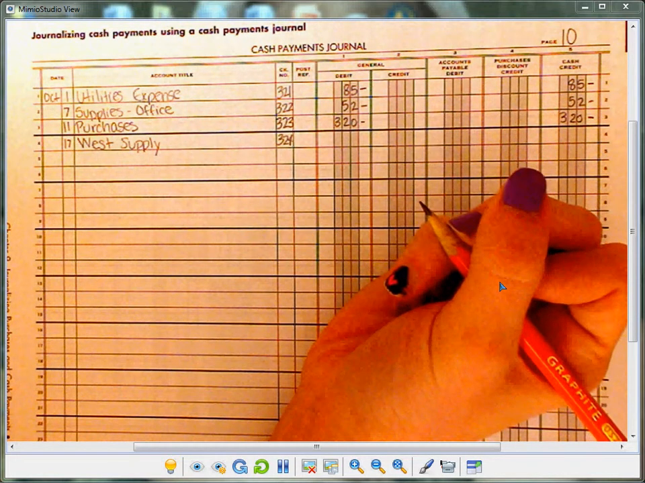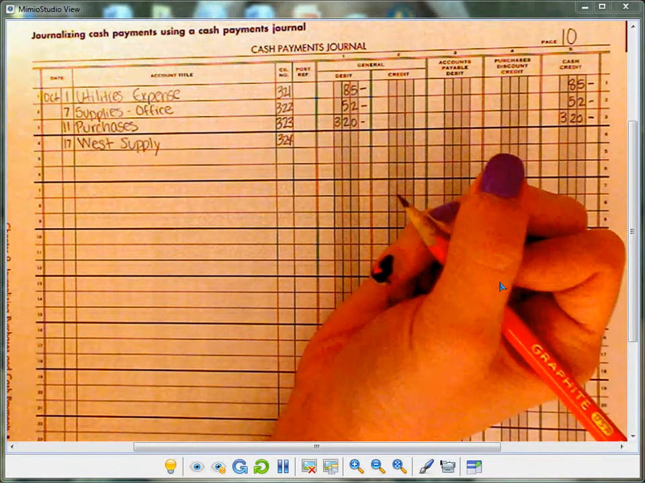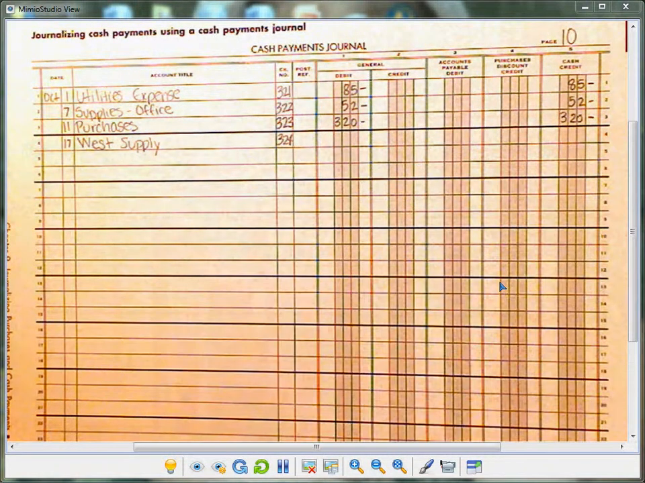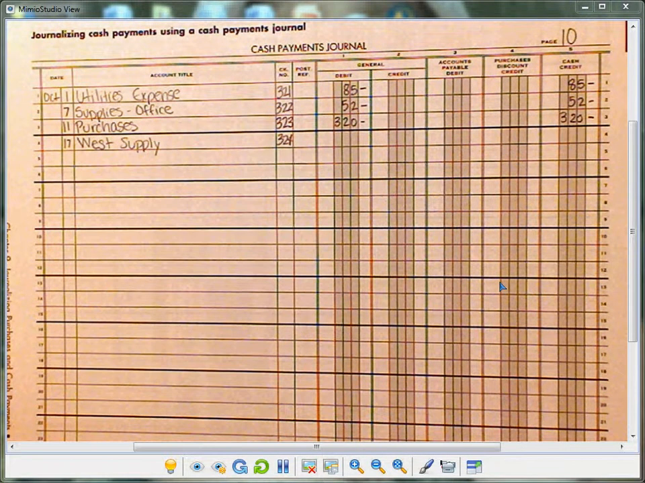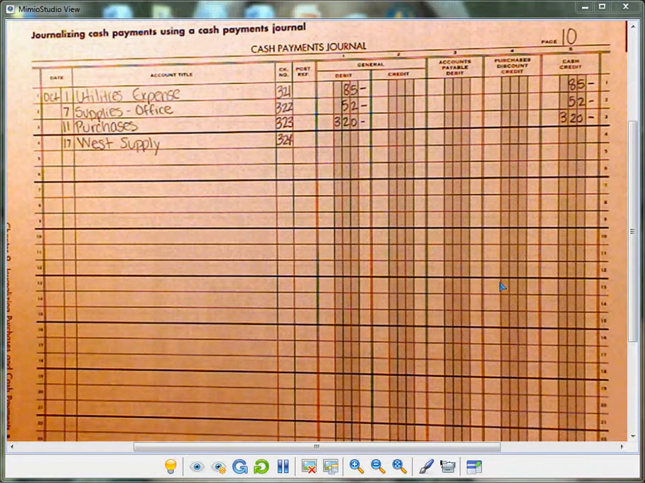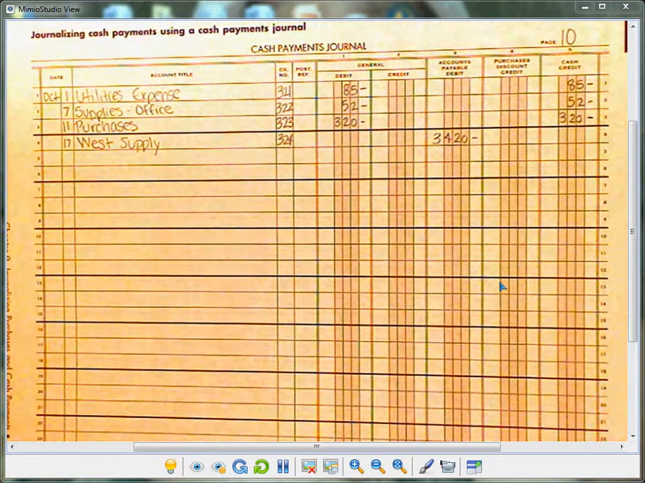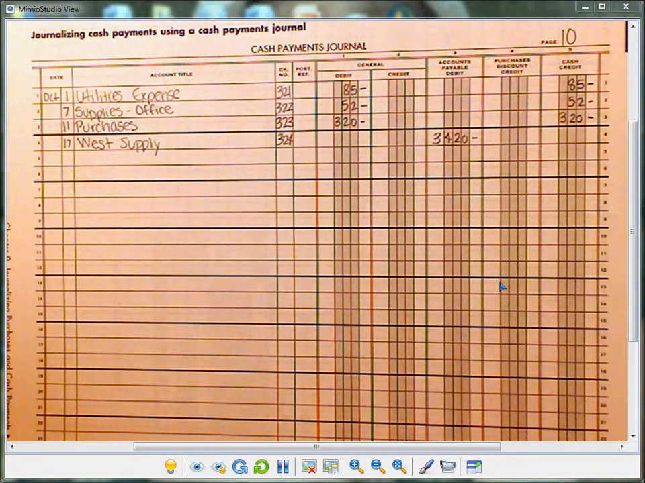Okay, then now that we have this 2% discount, this is where things are a little tricky. It's definitely different than what we've done before. So the first thing we're going to do is you still have to account for that original amount that you owed them. So the $3,420 we're going to put in the accounts payable debit column. Now we need to take that times the 2%. Okay, so $68.40 is going to go in the purchase discount credit column.